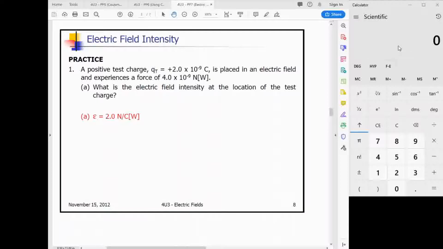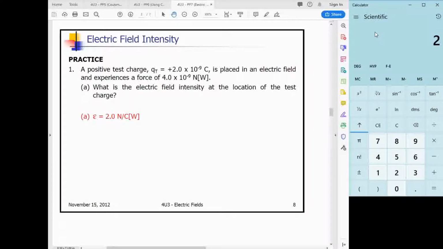So here's a question. It says there's a positive test charge, QT. Magnitude is 2 times 10 to the negative 9, and it's placed in an electric field, and it experiences a force of 4 times 10 to the negative 9 newtons to the west. So what is the electric field intensity at that point? It's basically our force, 4 times 10 to the negative 9, divided by 2 times 10 to the negative 9. And the 10 to the negative 9s will cancel out. So it's 4 divided by 2. So we have 2 newtons of force per coulomb, and because the force was in the west direction, the epsilon is in the west direction.